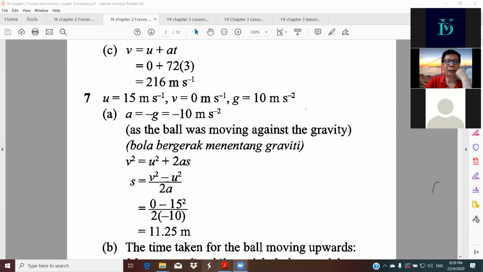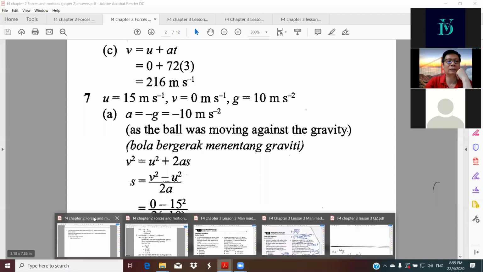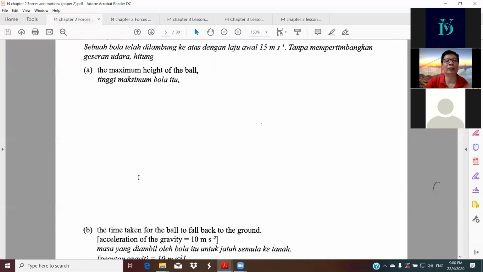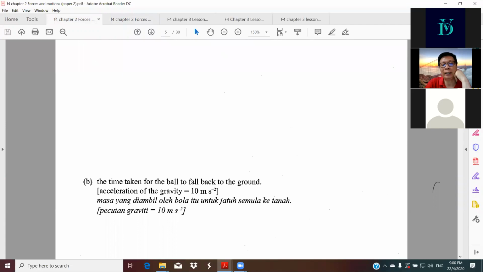Okay, next question. The time taken for the ball to fall back to the ground. The ball goes up and then comes back. So now the question they ask is the time taken for the ball to fall back to the ground. How long does it take to come back?